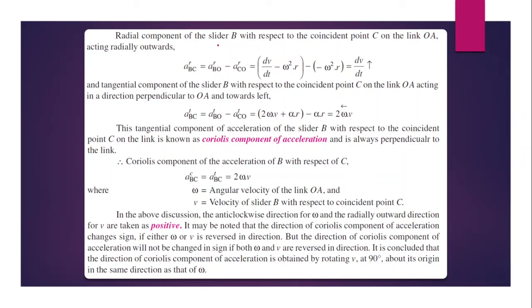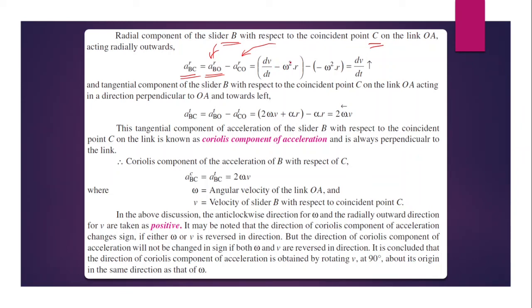Then the radial component of acceleration of the slider B with respect to the coincident point is equal to the radial component of acceleration of B with respect to O minus the radial component of acceleration of C with respect to O. We have already found both of these. The minus sign indicates that one radial component is in the opposite direction of the other.